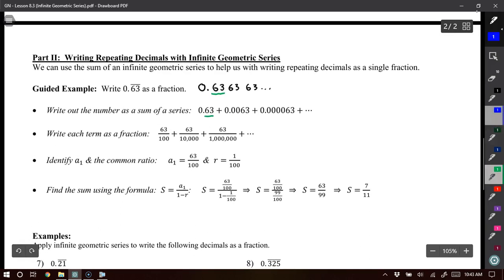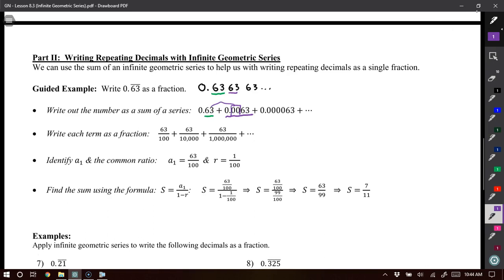And I'm going to put this 0.63, I'm going to put the next one right here. But notice I'm going to put two placeholders, two zero placeholders that overlap where this number was. And if I were to add those two positions together, I would get 0.6363. And so I'm going to keep following that.